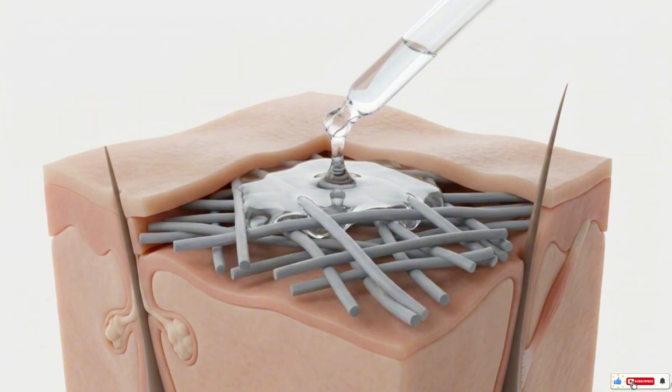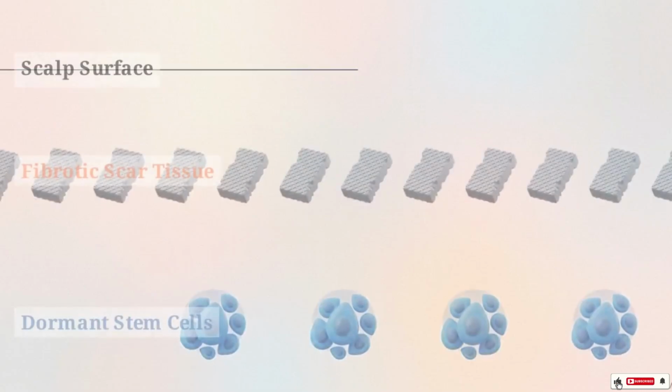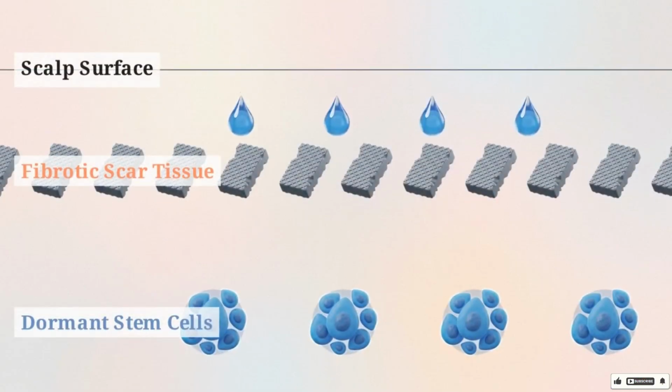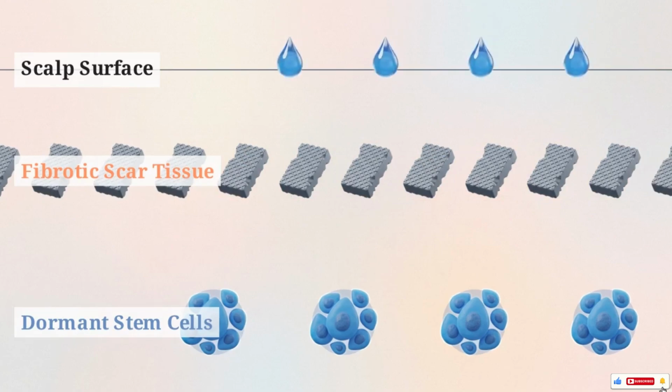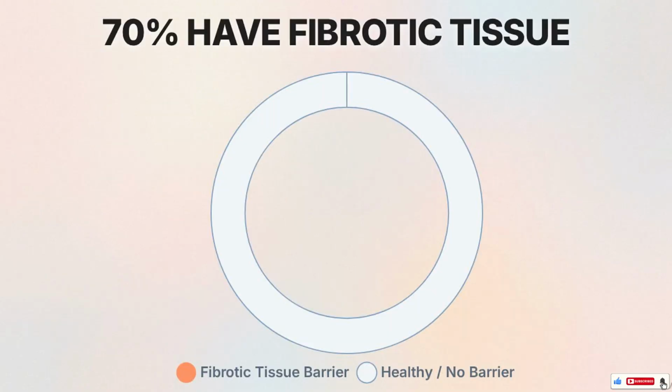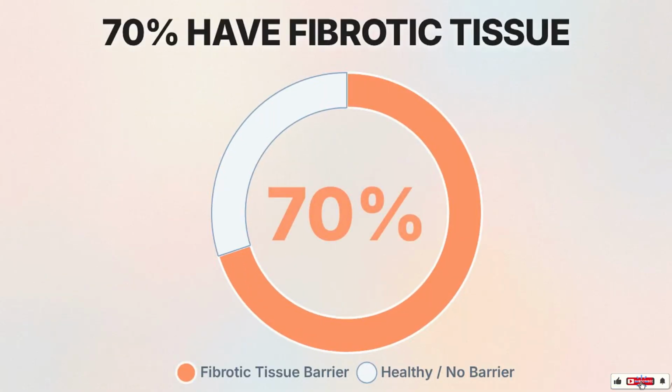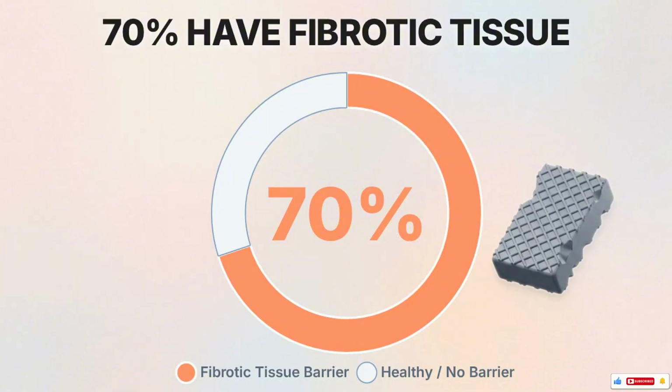This physical barrier is the reason many topical treatments, like minoxidil, fail to produce results. The serums often have genuine biological activity, but they are being applied against a wall of scalp scar tissue, which prevents them from ever reaching the follicle. Biopsy studies show that up to 70% of people with pattern hair loss have this fibrotic tissue.